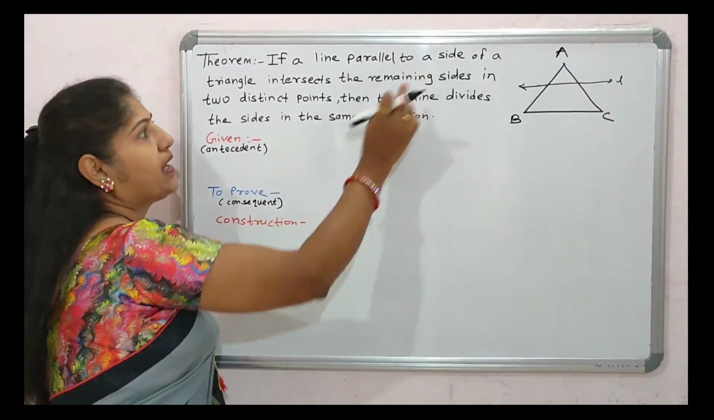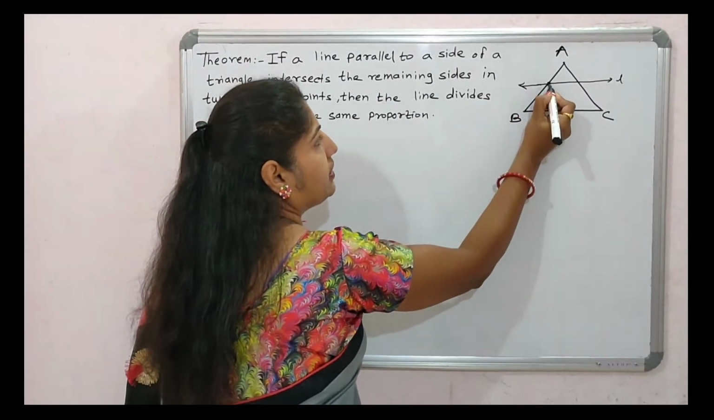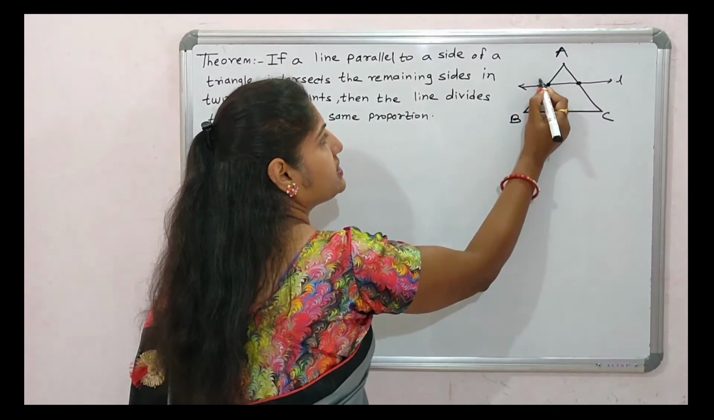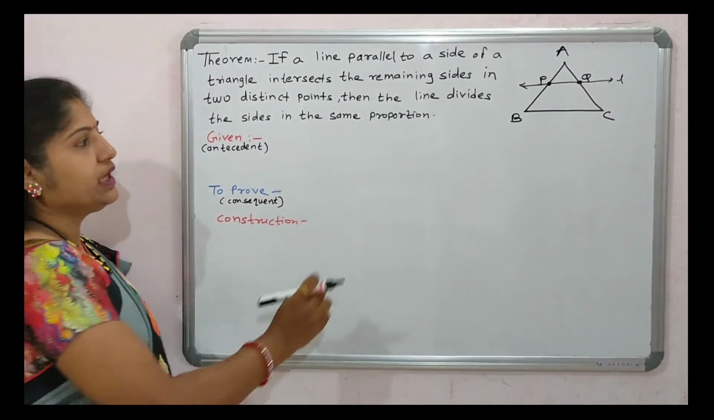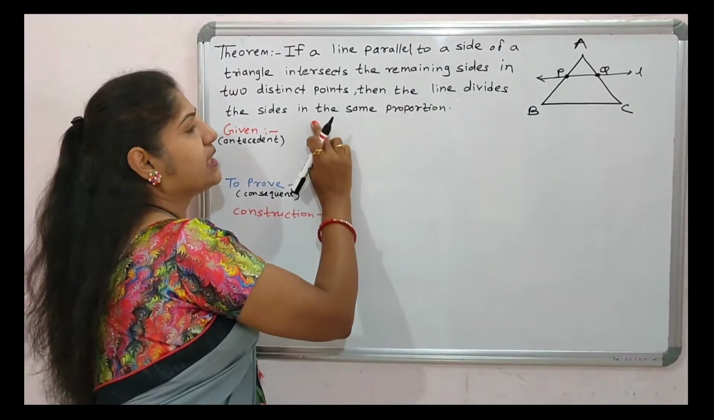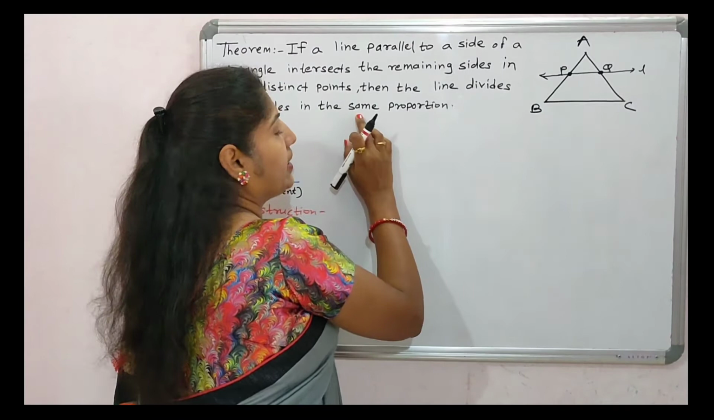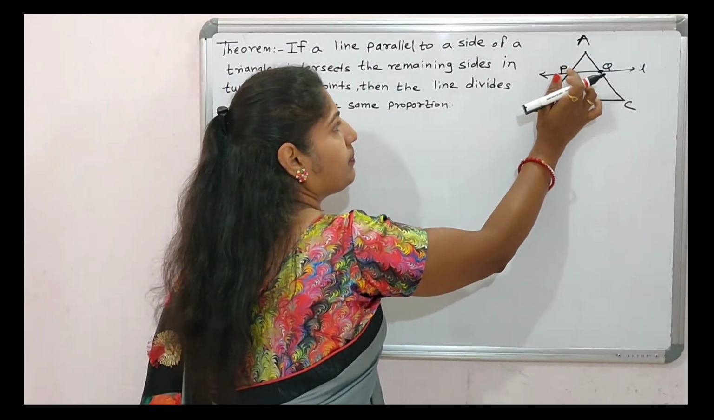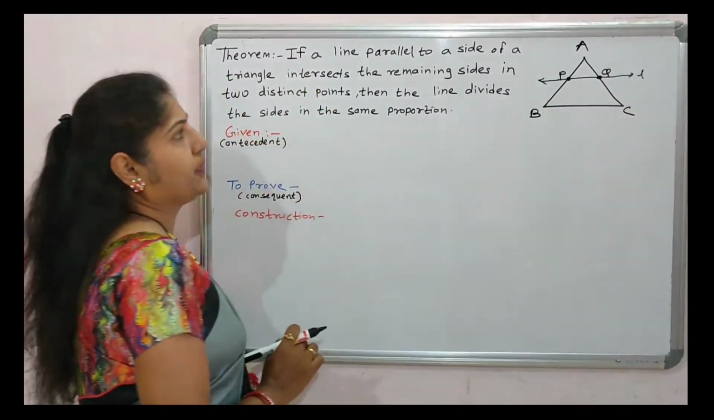If a line parallel to a side of a triangle intersects the remaining two sides in two distinct points, that is P and Q, then the line divides the two sides AB and AC in the same proportion, that is AP upon PB and AQ upon QC.